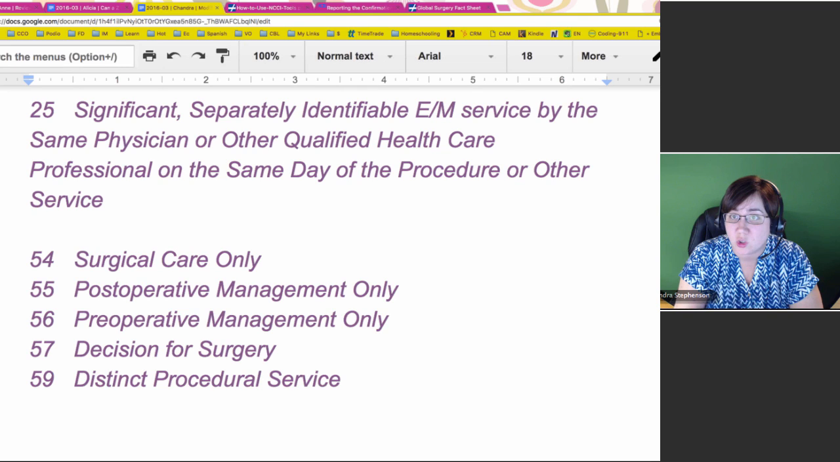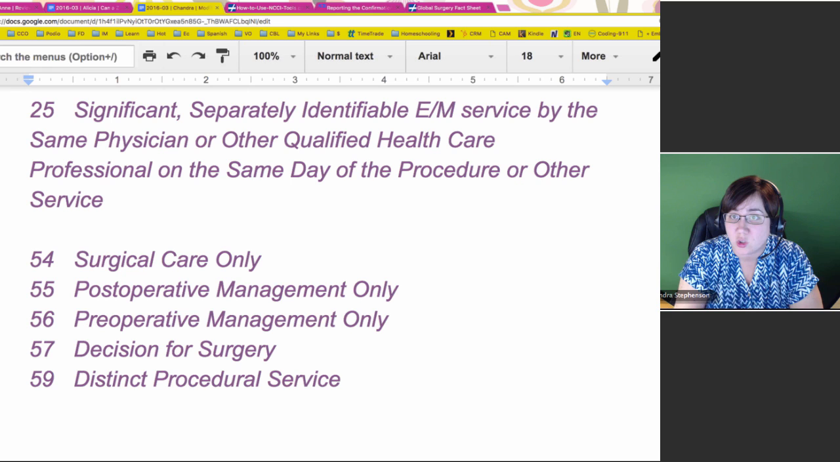They bill that CPT code with a 54 on there. Said, I just did the surgery. That's all I need paid for. Don't pay me for the pre-op and the post-op. If they only did the post-op, they're only seeing the patient after surgery for all that follow-up, you use a 55. If they only did the pre-op, you use a 56.